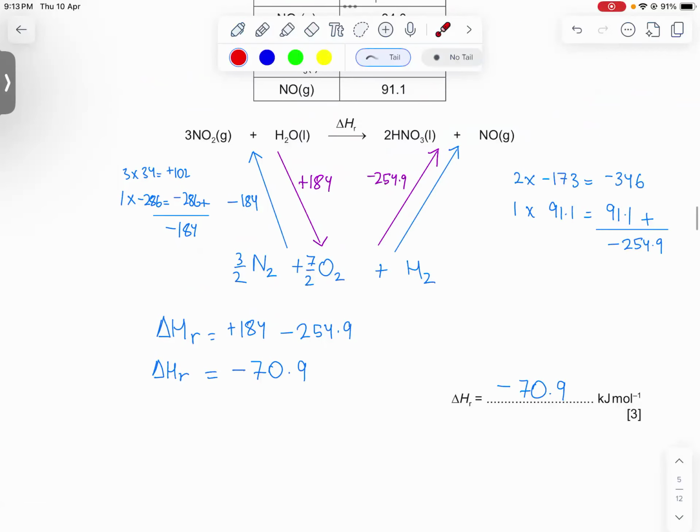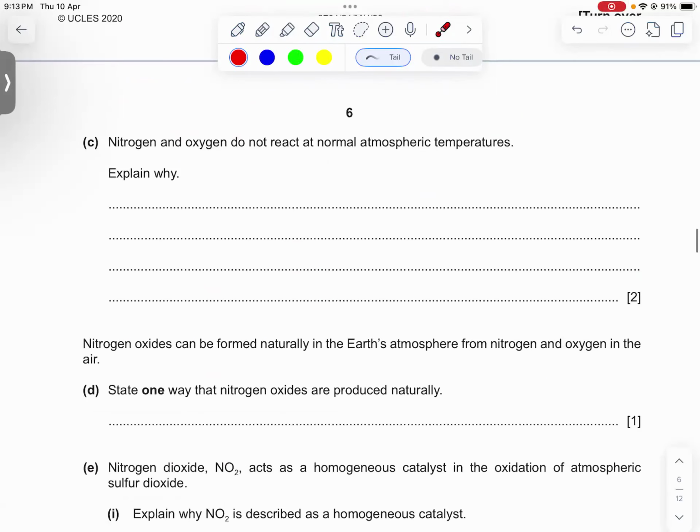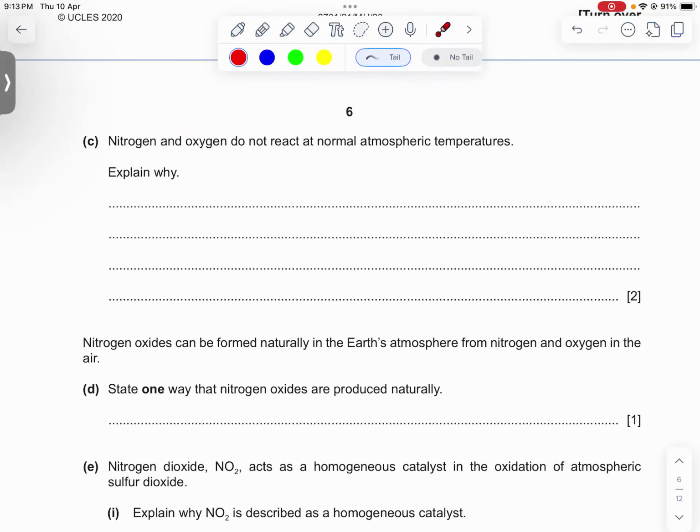In IGCSE or O-level maths, you have studied vectors. You should just know that vectors which face opposite directions have opposite signs. That is all. And then you should just know the general unitary method and arithmetic, that when 1 mole is produced, this much energy is produced, so 3 moles would be 3 times that energy. Anyways, nitrogen and oxygen do not react at normal atmospheric temperatures.